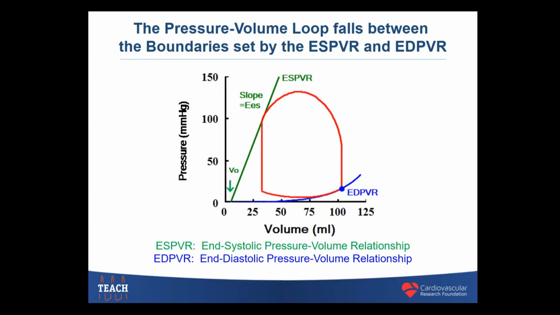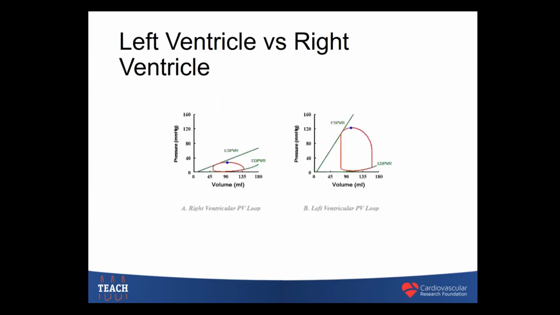So based on your set contractility, and there are things that can change that, which we'll talk about, but usually based on your afterload and preload, your pressure volume will fall within certain parameters within these boundaries. And I put this here just to remind you that I said that we use a pressure volume loop of the left ventricle to extrapolate principles to the right ventricle and to the atrium as well.